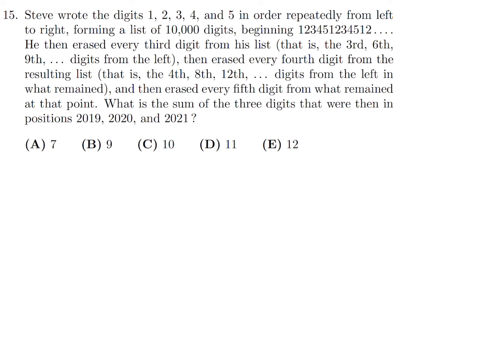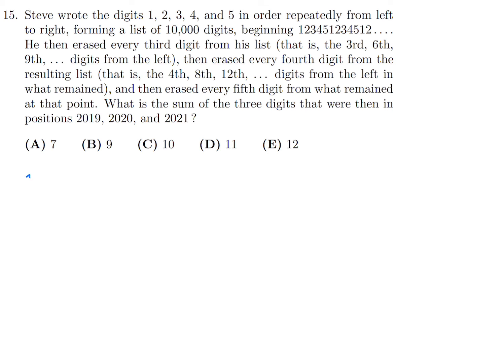Steve wrote the digits 1, 2, 3, 4, and 5 in order repeatedly from left to right, forming a list of 10,000 digits, beginning 1, 2, 3, 4, 5, 1, 2, 3, 4, 5, and so on. He then erased every third digit from his list, that is, the third, sixth, and ninth digits from the left. He then erased every fourth digit from the resulting list, that is, the fourth, eighth, 12th digits from the left, in what remained, and then erased every fifth digit from what remained at that point. What is the sum of the three digits that were then in positions 2019, 2020, and 2021?